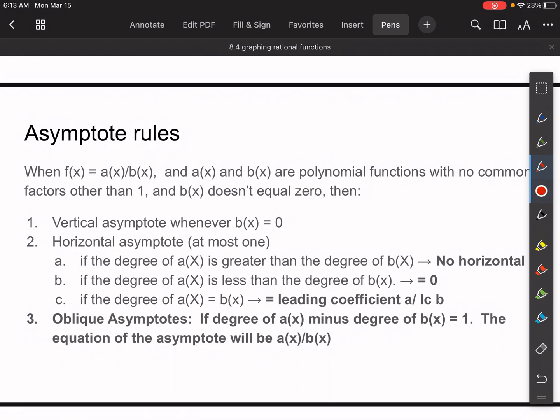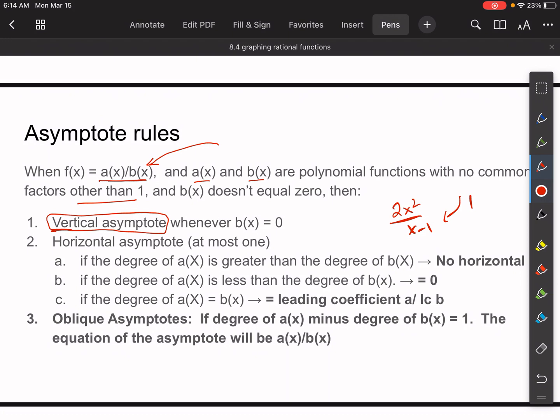So when f of x is equal to a of x over b of x, and a of x and b of x are polynomial functions with no common factors other than 1, and b of x doesn't equal 0, because you cannot have a 0 in the denominator, then there's a vertical asymptote whenever b of x is equal to 0. So if I have, let's just say, 2x squared over x minus 1, this would have a vertical asymptote at 1, because if you put a 1 in there, you're going to get a 0. Whatever makes the denominator go to 0 is a vertical asymptote. That's pretty simple to remember.